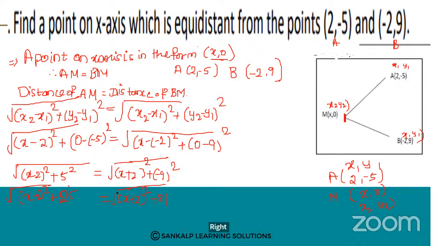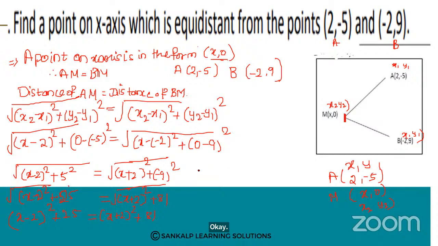Let us remove the square root on both the sides. Okay, by removing square root on both the sides, what we get? X minus 2 whole square plus 25 is equal to x plus 2 whole square plus 81.